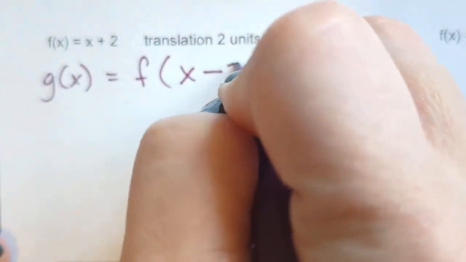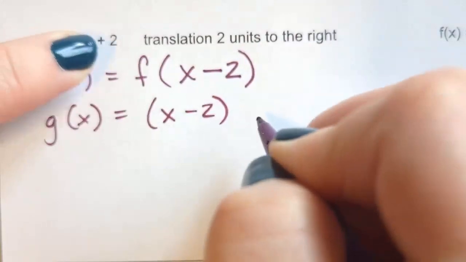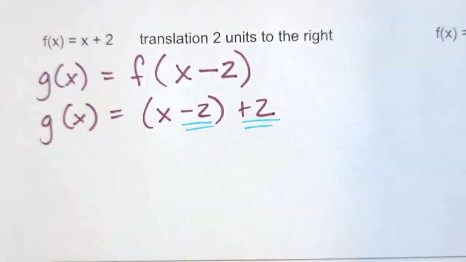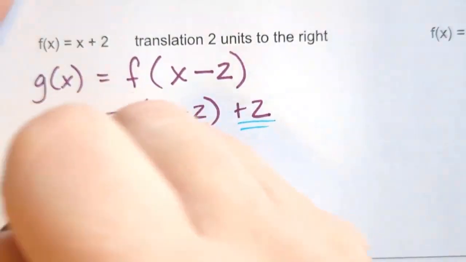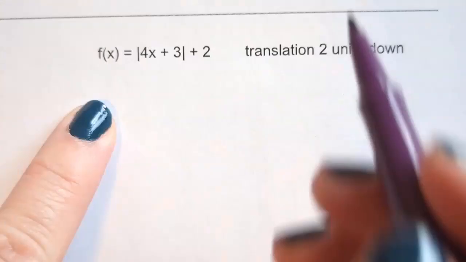Okay, here g of x is going to be equal to f of, we're going to move 2 units to the right, so that's going to be x minus 2. And now when I put these together, g of x equals, I'm going to place this in place of x here. So x minus 2 and then plus 2. Now I can simplify by combining these like terms, which is going to leave me with g of x equal to just x because plus 2 and minus 2 cancel each other out. So our final answer is g of x equals x.